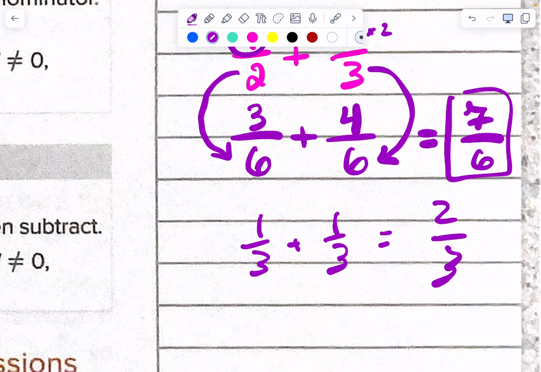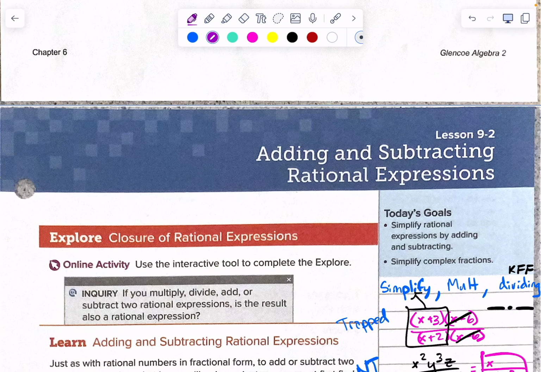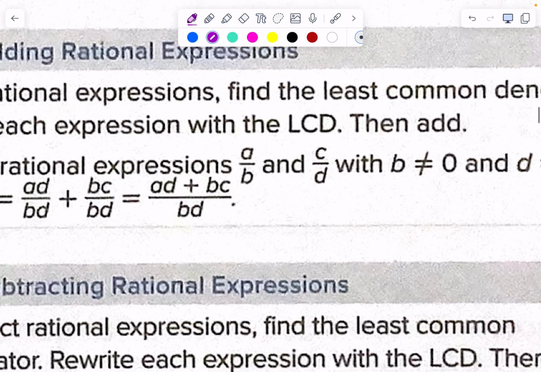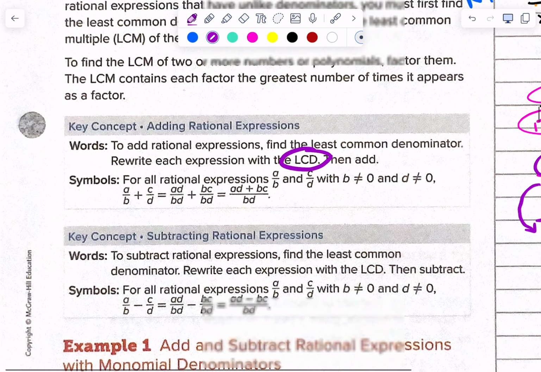So when you are adding and subtracting, the reason why this is section 9.2 and not 9.1 is that you add and subtract after you multiply and divide, because adding and subtracting, you have to find a common denominator, which is kind of a gross thing. They call it a least common denominator, or a lowest common denominator.